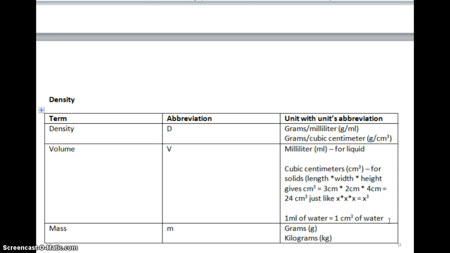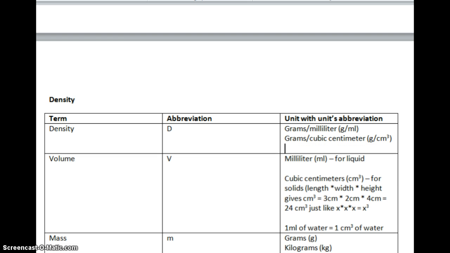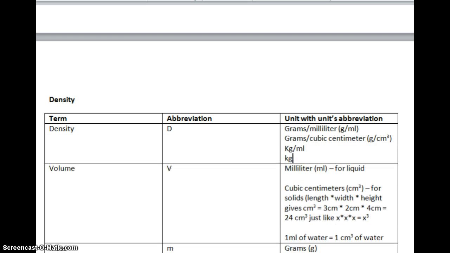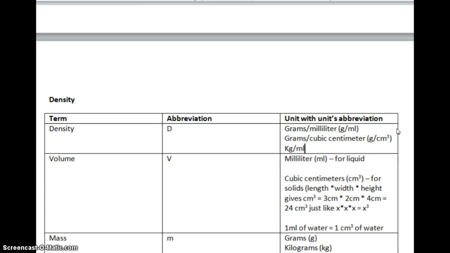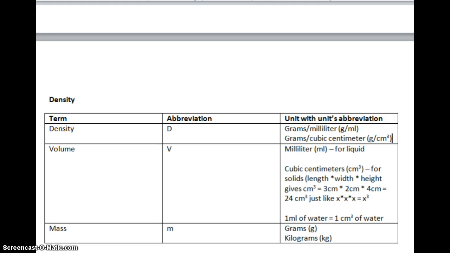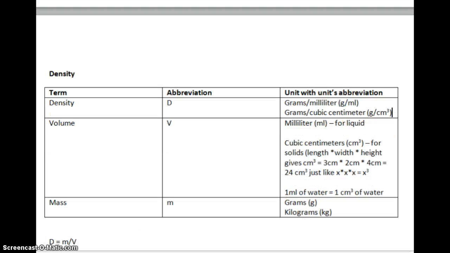So just kind of a fun fact that seems to come up now and then. Mass, abbreviated lowercase m, can be measured in grams, g, or kilograms, kg. And of course, density can be any combination of mass and volume. So I could have kilograms per milliliter. I could have kilograms per liter. Okay, so there's a lot more than this, but the ones I listed are the main units we will be using. Make sure you know them.